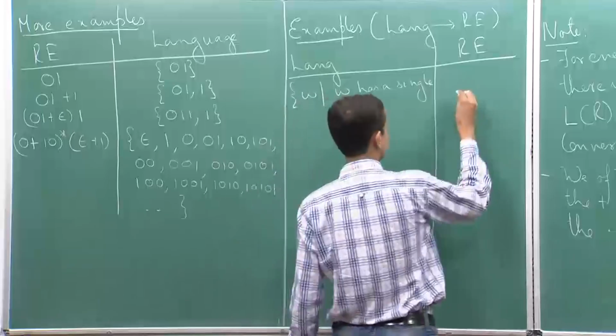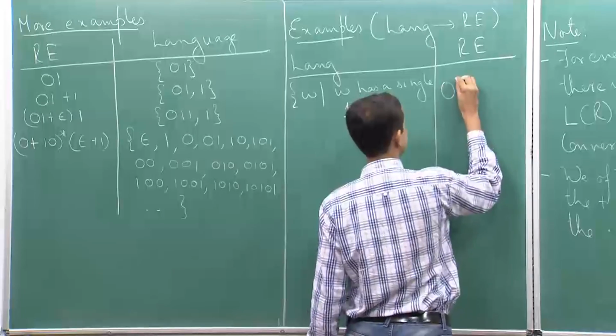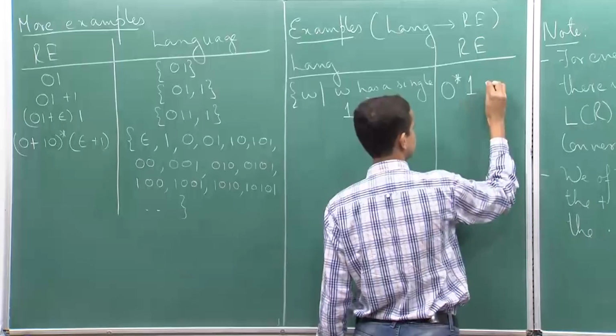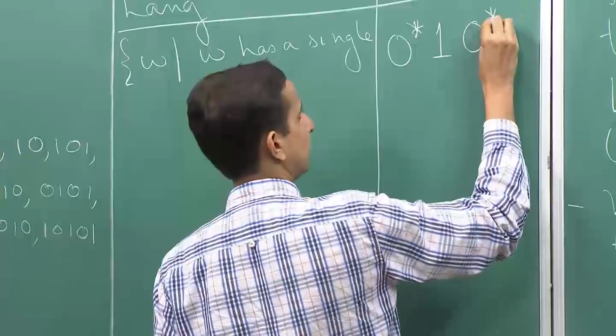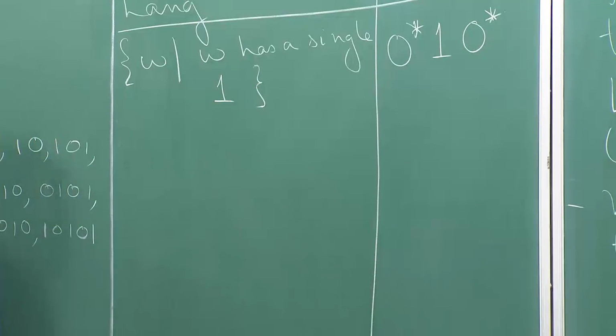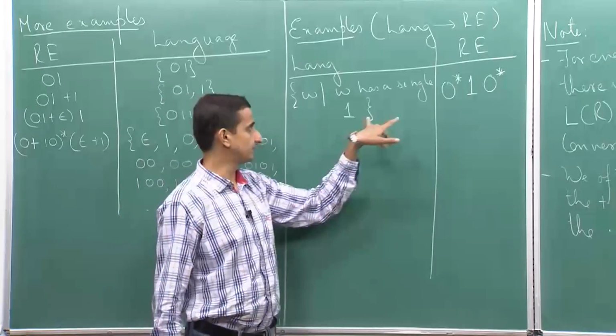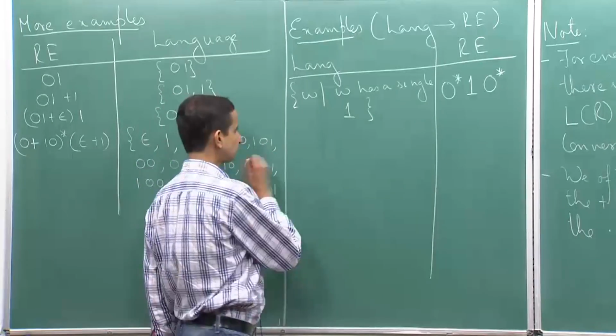So, the corresponding regular expression in this case will be 0 star, the first sequence of zeros, followed by a single 1, followed by 0 star. Okay. So, this is the regular expression for this language.